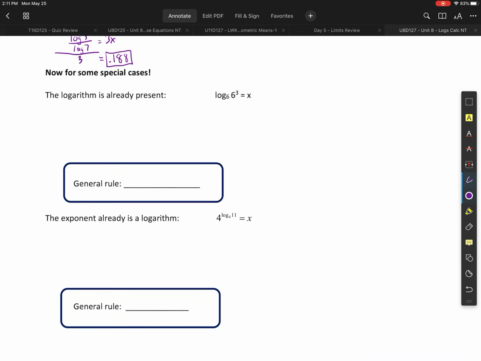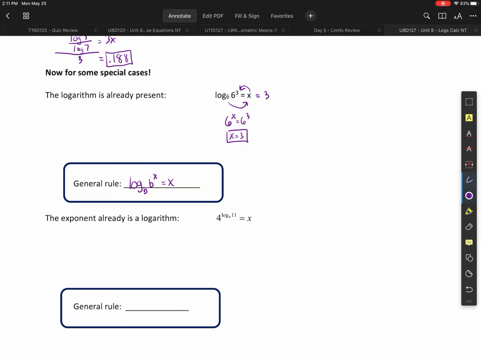Alright, before we get to some practice problems, I hope people have picked up on this, but in case you didn't, I just want to make sure we got this idea. So for this problem here, the answer is 3. And the general rule is that if you have log base b of b to the x, it equals x. And the reason is this. If I convert this into exponent form, 6 to the x equals 6 to the third, x equals 3.